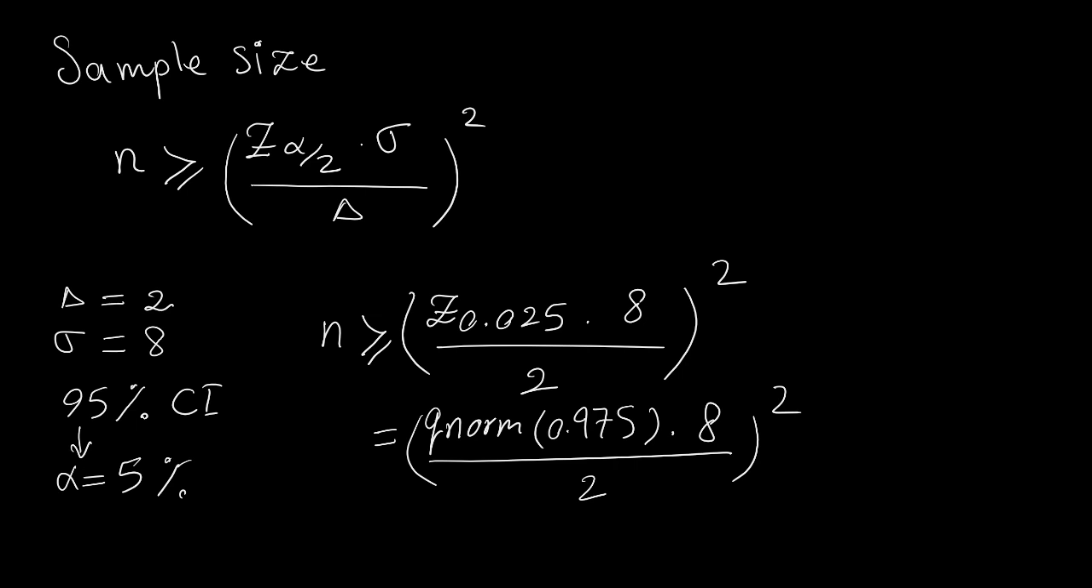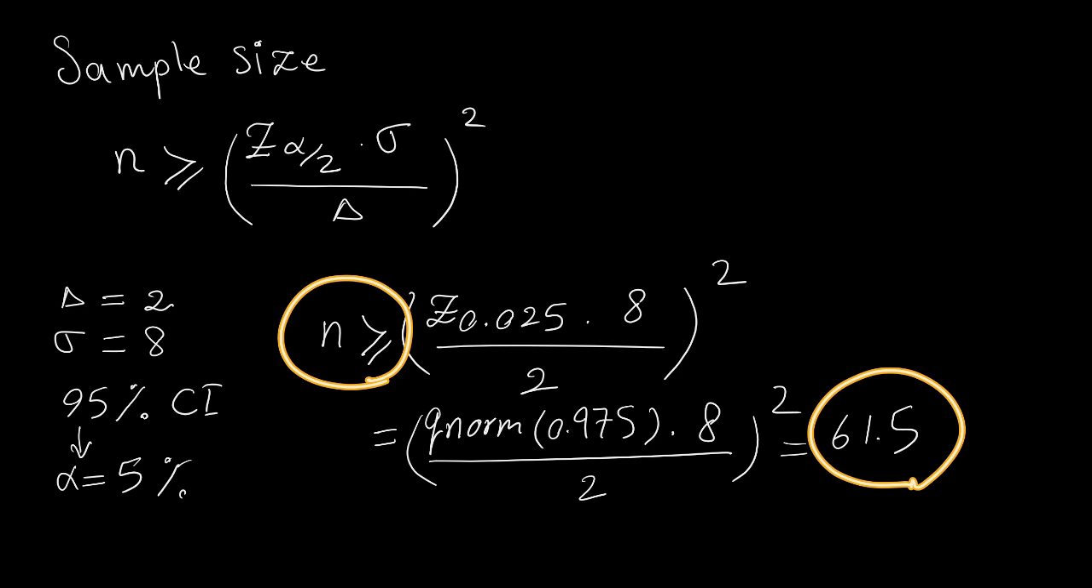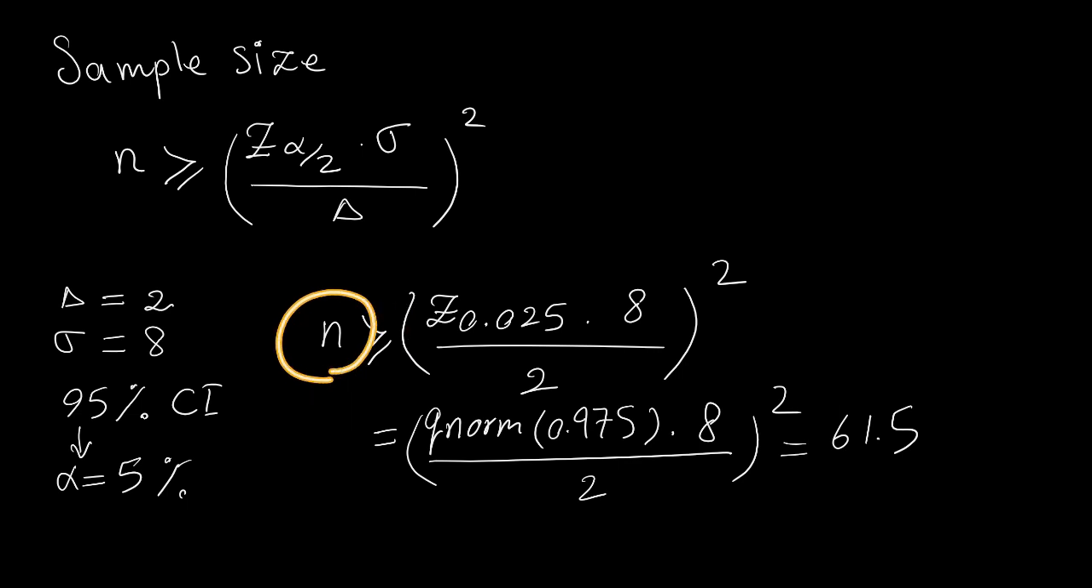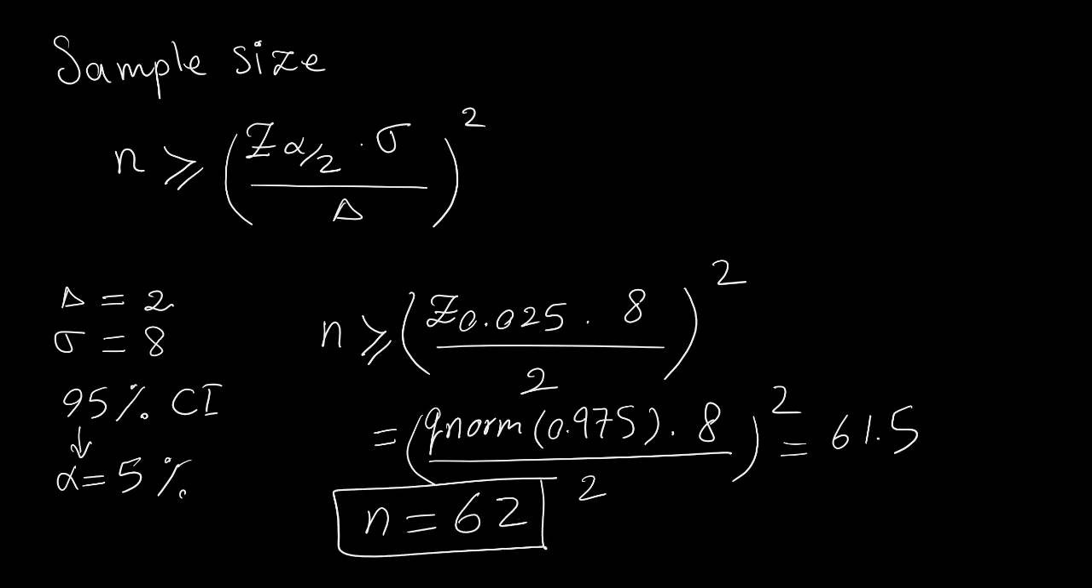If you simplify, you get 61.5. It means that n is greater than or equal to 61.5. And it's the sample size and it's an integer, so it cannot be 61.5. So the lowest integer that is greater than or equal to 61.5 is 62. So n equals 62 at least. We need 62 samples to get a 95% confidence interval.